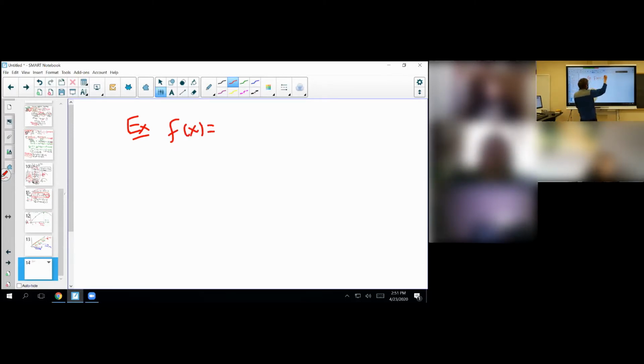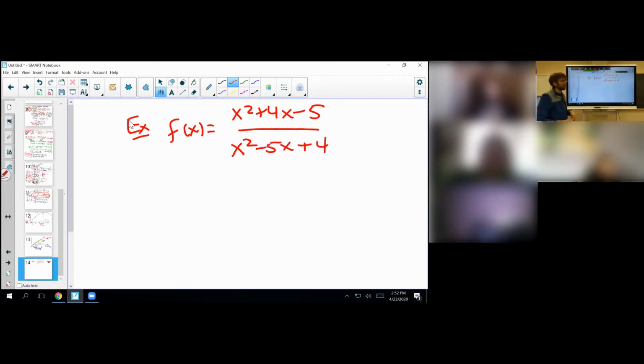f of x is equal to x squared plus 4x minus 5 over x squared minus 5x plus 4. Kind of cool symmetry there. How do I find the asymptotes? Well, let me start with what we always do in this class, which is factoring. This is going to tell us not just the asymptotes, but a lot of information about the function. And this one's not too bad to factor.